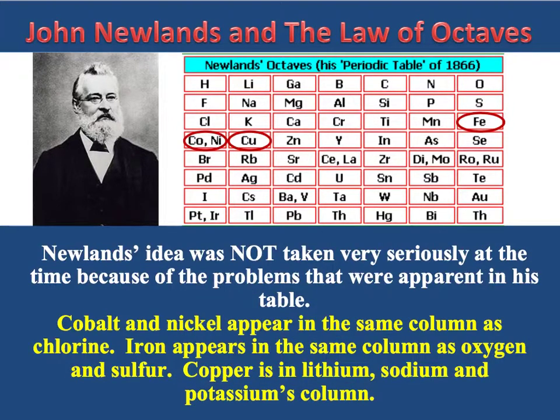Unfortunately for Newlands, his idea wasn't taken very seriously. Part of the issue is that there were a lot of flaws within his table. If you look up here, the ones that are circled are the main elements that we have a problem with. Remember us talking about the iron triad earlier? We would think that those elements would be in the same column. They go together. But when Newlands did his table, they were all separated, which didn't make any sense. So one of the reasons it wasn't taken seriously is that his table really just didn't make any sense.